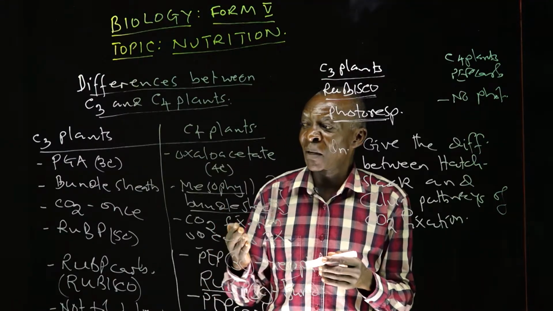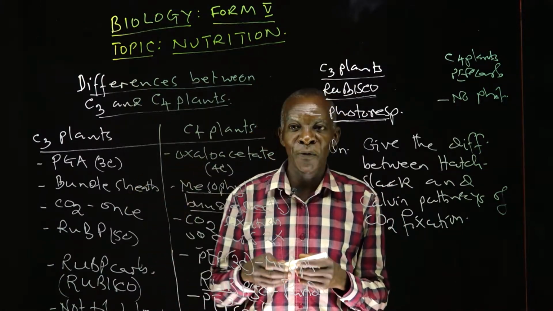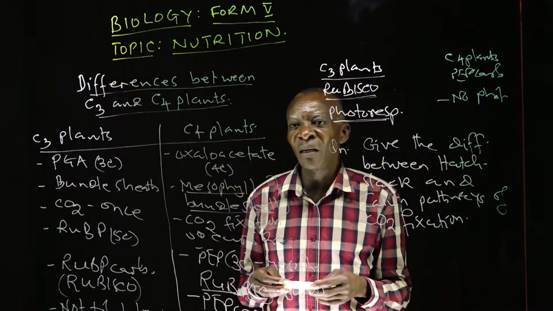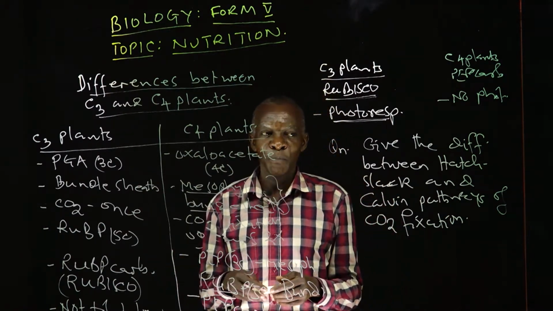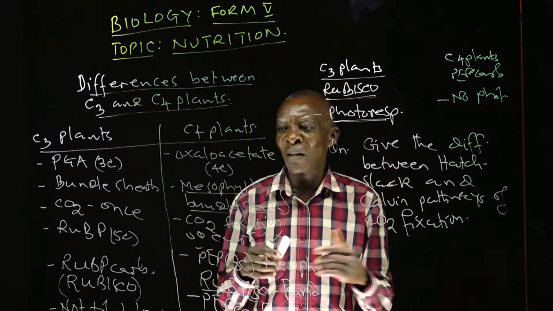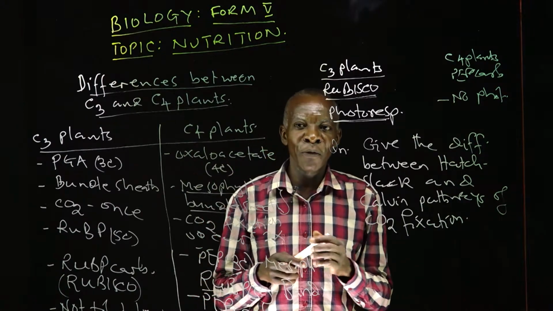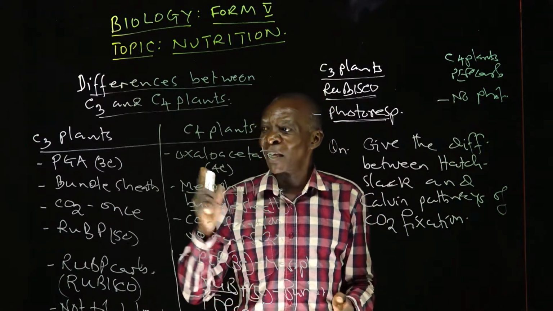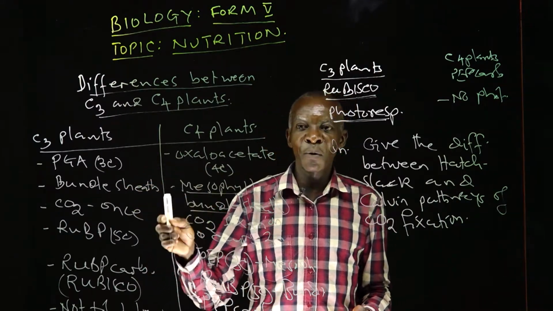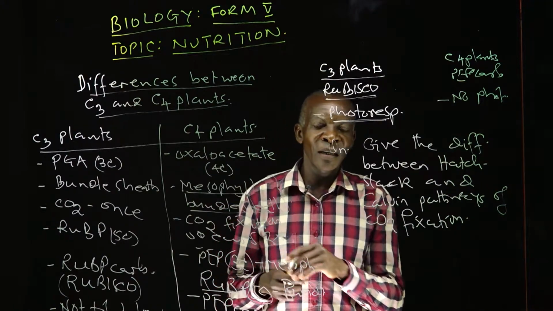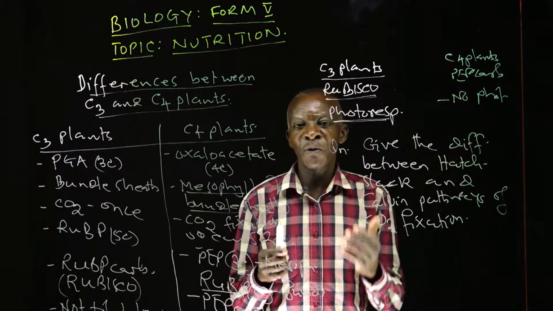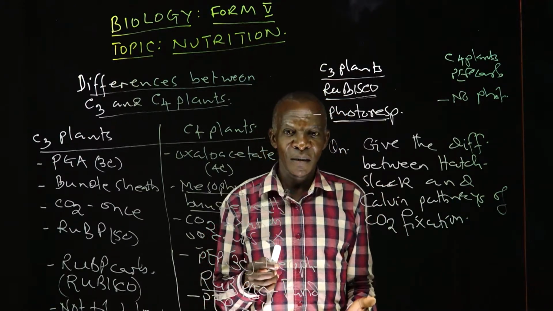In the C3, in the Calvin pathway, for example, the substrate for carbon dioxide fixation is ribulose biphosphate, whereas in the C4 plants, in the Hatch-Slack pathway, phosphoenolpyruvic acid is the substrate. The enzyme in the Calvin pathway is ribulose biphosphate carboxylase, whereas in the Hatch-Slack pathway, the enzyme is phosphoenolpyruvic acid carboxylase.